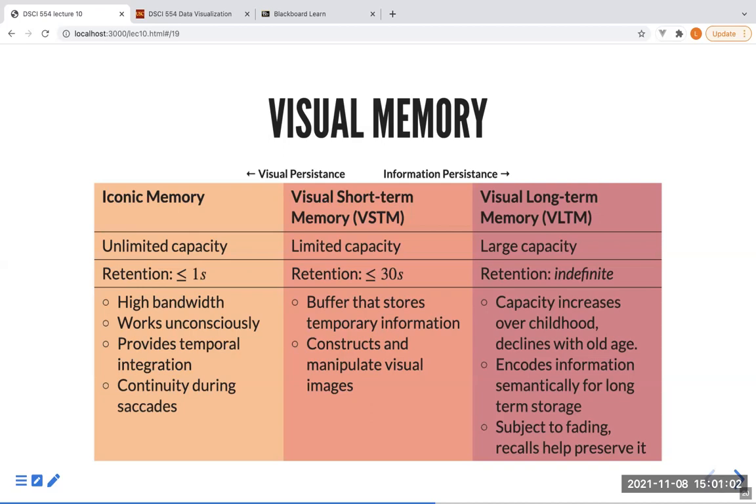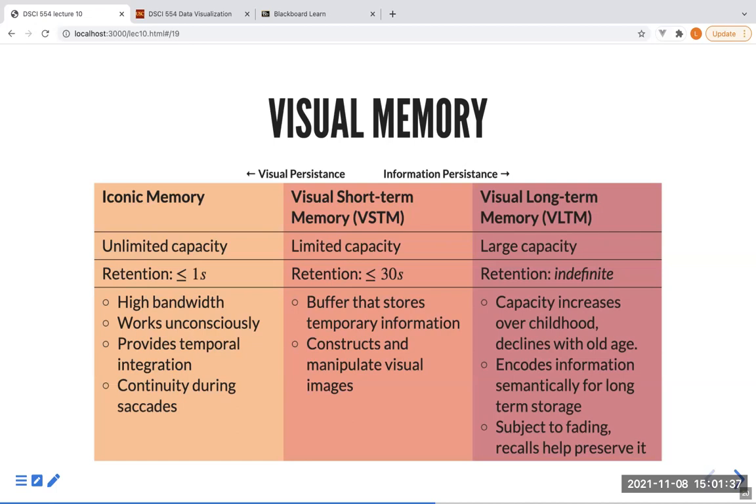Unlimited capacity, obviously limited by the amount of information that you're getting through your eyes, but this memory can just take it all. So whatever is coming from your eyes, you can get it in. And so it's unlimited. But it's fairly short. It's less than a second that you can keep it in memory.